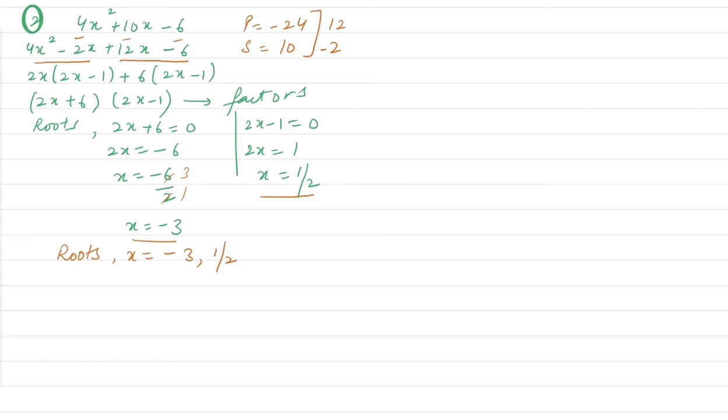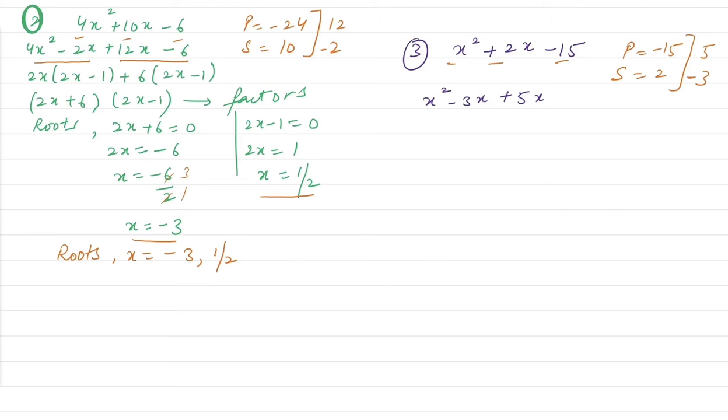Now let's find the roots of the equation x square plus 2x minus 15. In this one again, we need to find the product of the first and the last term, basically the product of the coefficients. It will be minus 15 and the sum is equal to 2. And we know that 5 times 3 is 15 and 5 take away 3 is 2. And plus times minus is minus for the product. Now put the values inside, it will be x square minus 3x plus 5x minus 15.